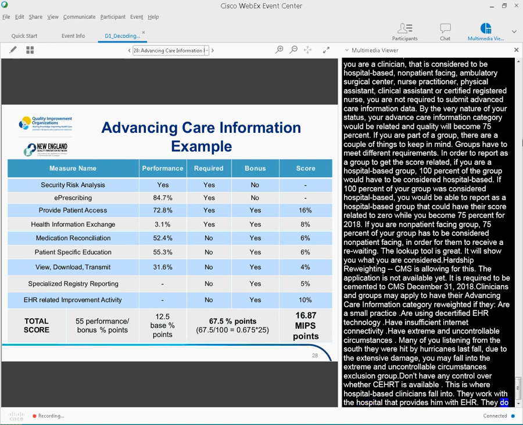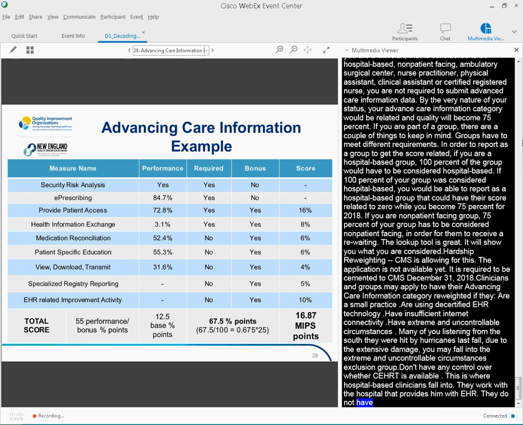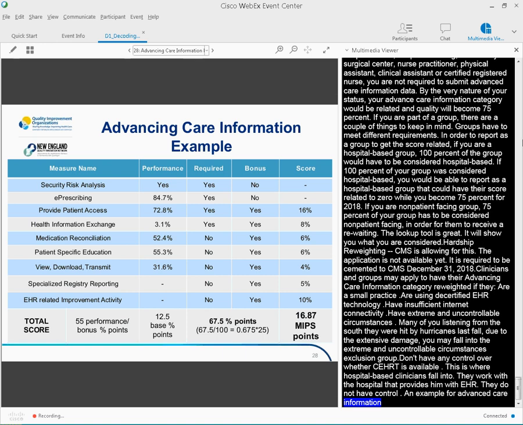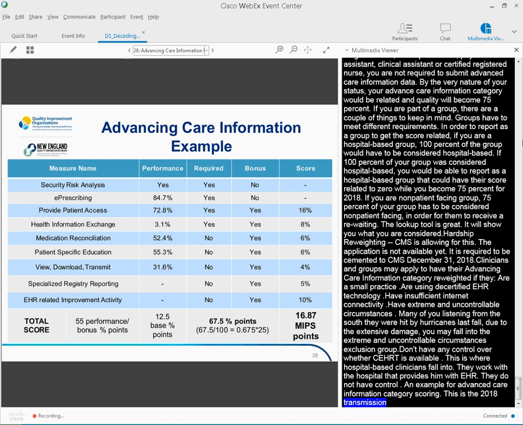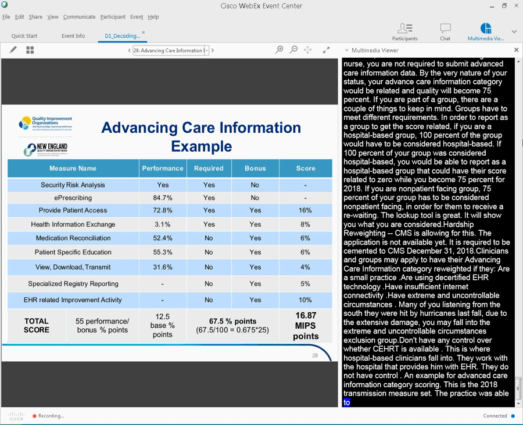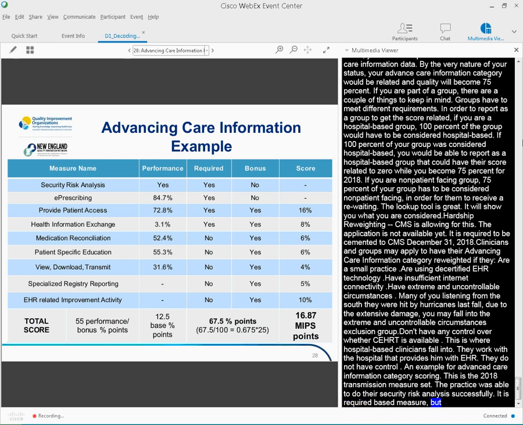So, examples for advancing care information scoring. This is the 2018 transition measure set. This practice was able to do their security risk analysis successfully, so they got that. It is a required base measure, but it is not part of the bonus, so there was no bonus score awarded. E-prescribing, they earned 84.7 points.